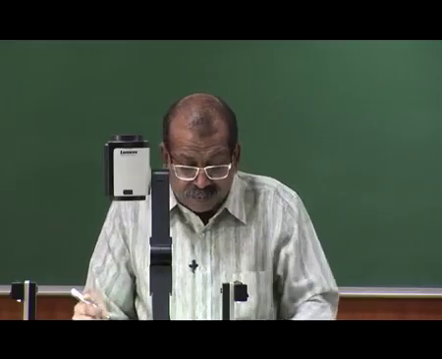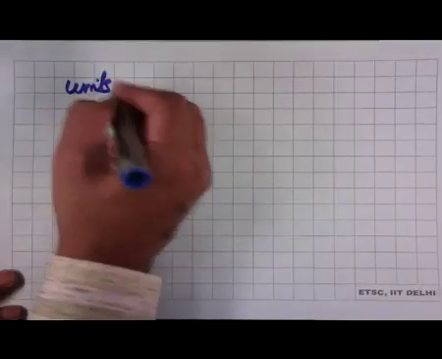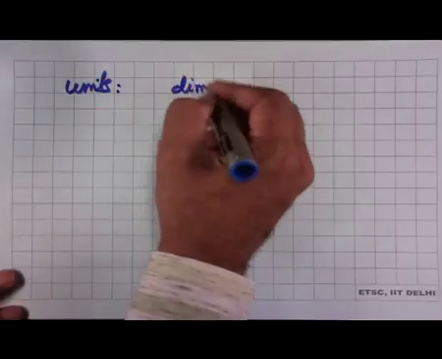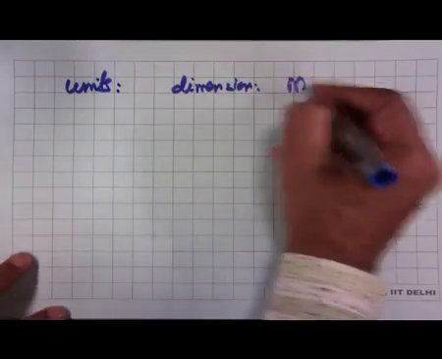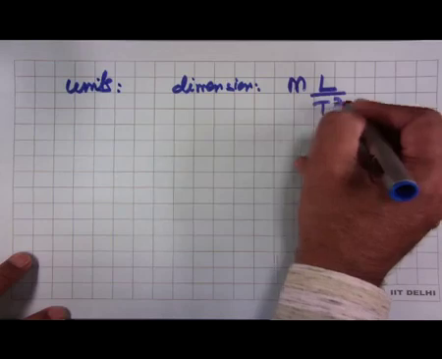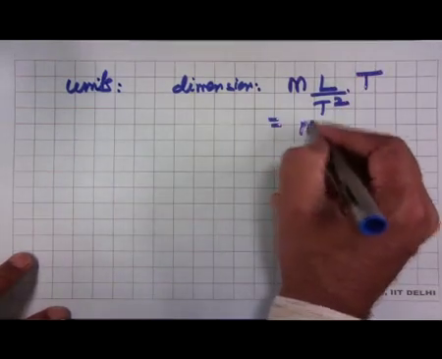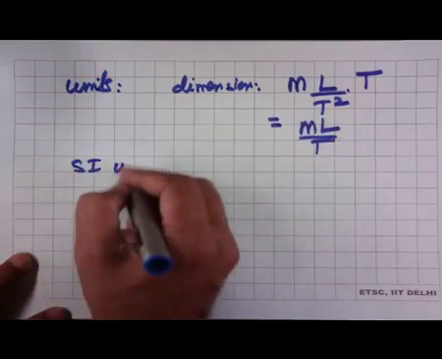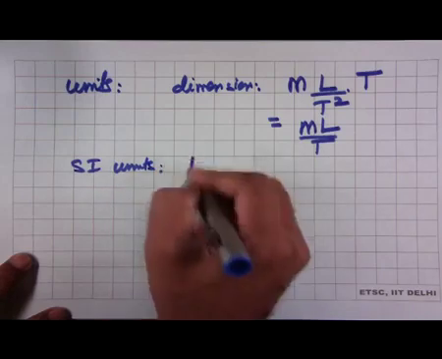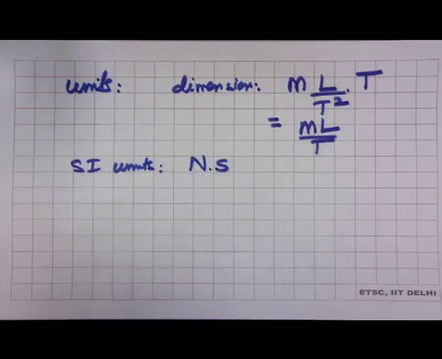The second thing we note about impulse is its units. The dimension of impulse is force, which is m times L by t square, multiplied by t. So, its dimension is mL by t, and the SI unit of impulse will be force in newtons multiplied by time, so Newton second.